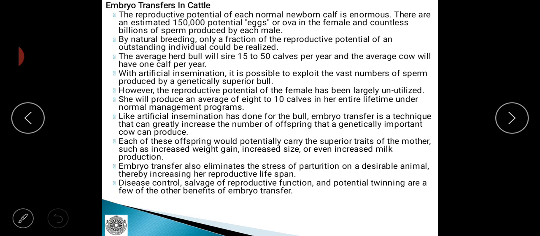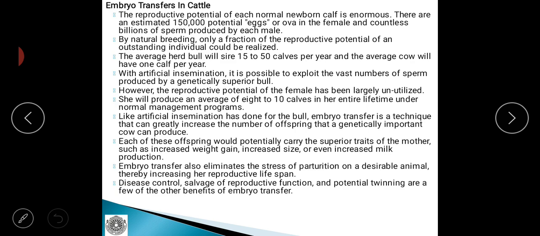The average herd bull will sire 15 to 50 calves per year, and the average cow will have one calf per year. With artificial insemination, it is possible to exploit the vast number of sperm produced by a genetically superior bull. However, the reproductive potential of the female has been largely unutilized, and she will produce an average of 8 to 10 calves in her entire lifetime under normal management programs.